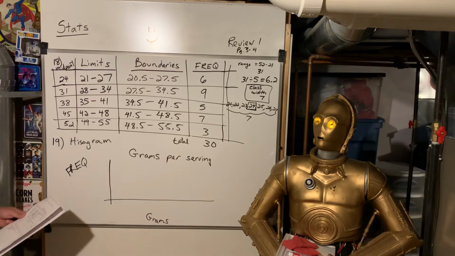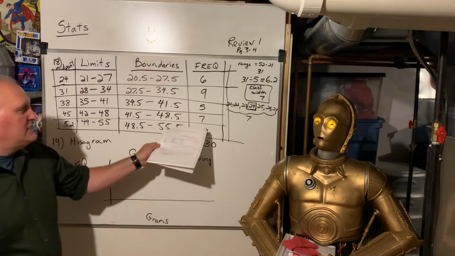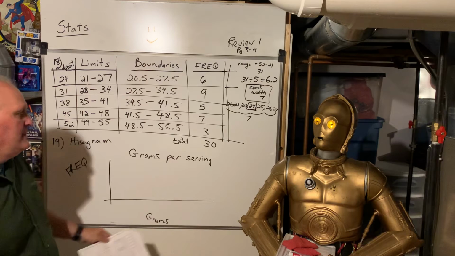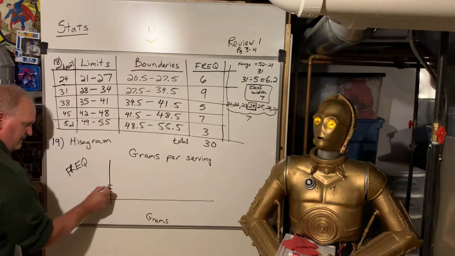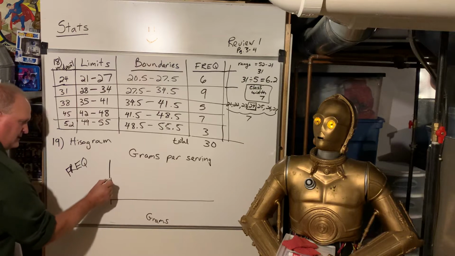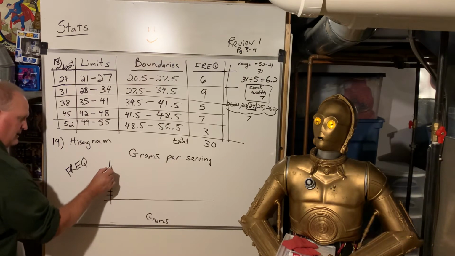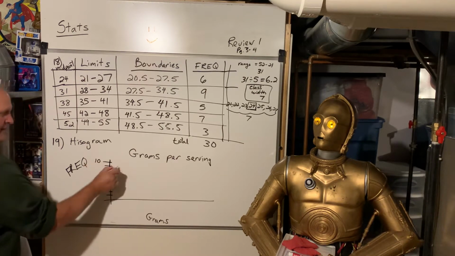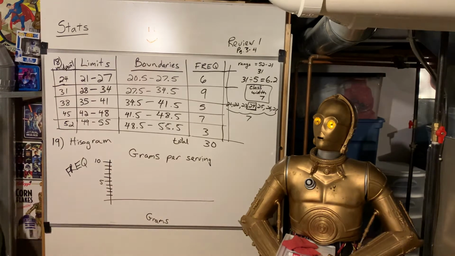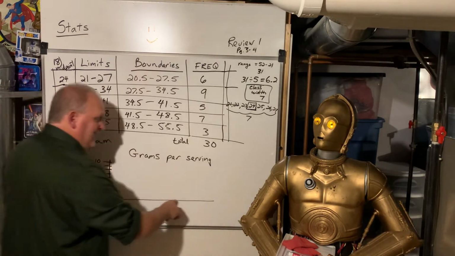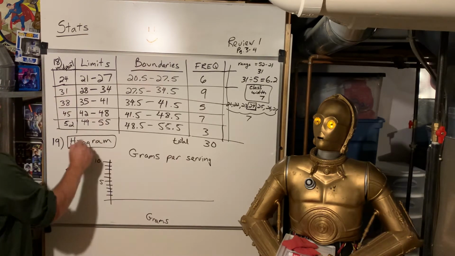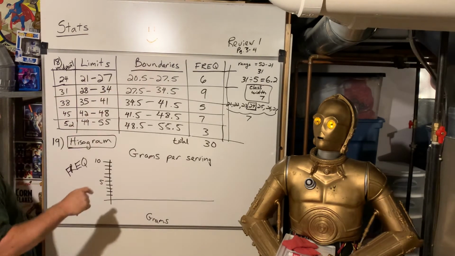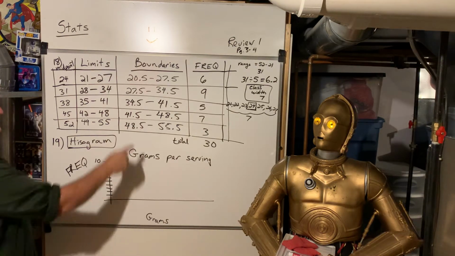All right? And now we look, and the highest frequency we have is 9. So on this, 1, 2, 3, 4, 5, 6, 7, 8, 9, 10. I'll go up to 10, but really we only need it up to 9. Now, for the labels on the bottom, when it is a histogram, you use the boundaries. So when it's a histogram, which we're making, we use the boundaries.